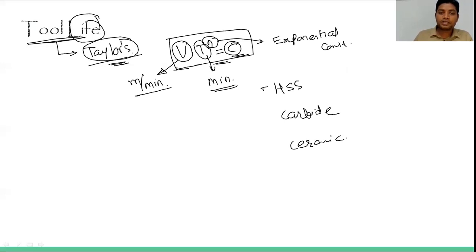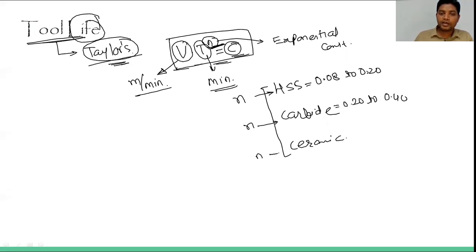Now the value of n depends on the material properties. The value of n for HSS is in the range of 0.08 to 0.20. The value of n for carbide is 0.20 to 0.40, and the value of n for ceramics varies from 0.50 to 0.70. So these are the values for n.